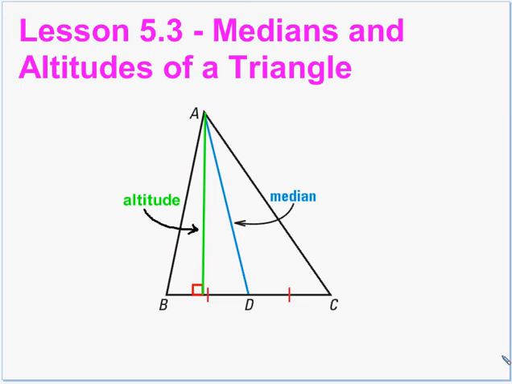Today's lesson is on medians and altitudes of a triangle. First of all, a median is a segment that goes from a vertex to the midpoint of the opposite side. So this blue line here is a median. The altitude, also known as the height, goes from a vertex perpendicular to the opposite side.